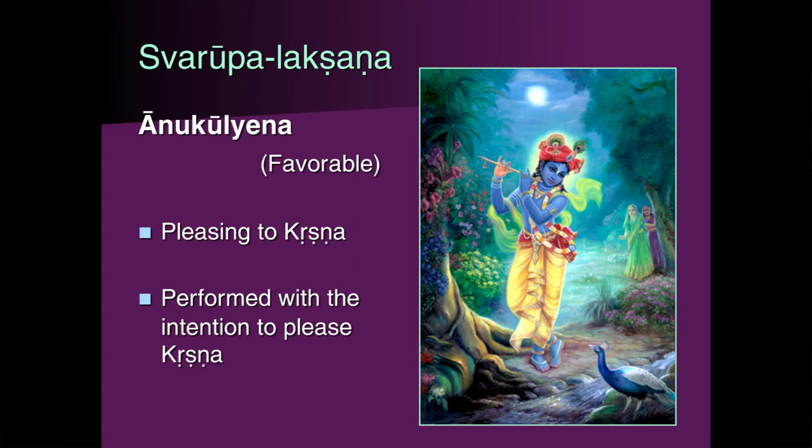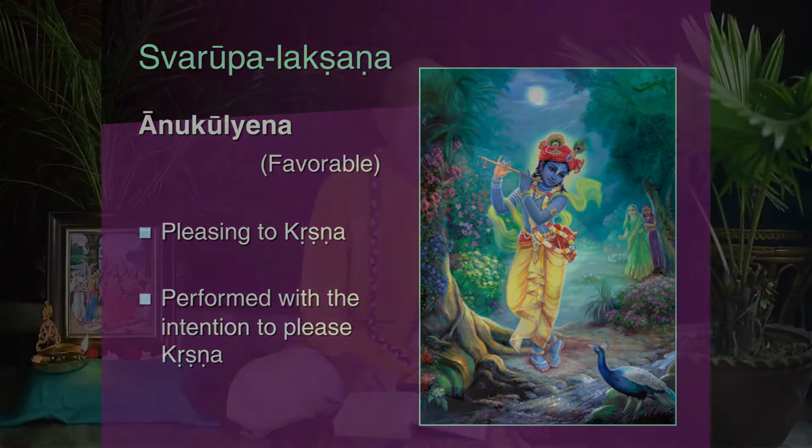Anukulyena, the word actually means favorable, which means that the activity of serving Krishna should be pleasing to Krishna, and it should also be performed with an intention to please Krishna. In this connection, Srila Prabhupada gives the example of Kamsa, who was constantly remembering Krishna, which is an item of devotional service called Vishnu smaranam. If you remember Lord Vishnu, that's serving Lord Vishnu, that's Krishna bhakti, and Krishna bhakti is pleasing to Krishna. So remembering Krishna is pleasing to Krishna.